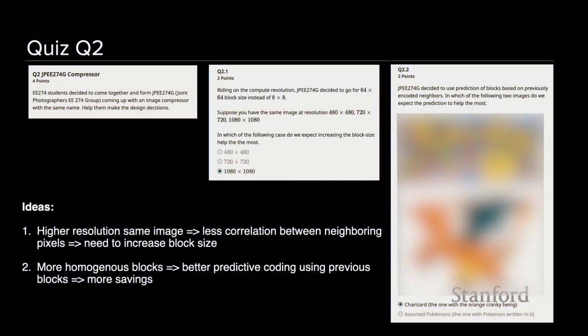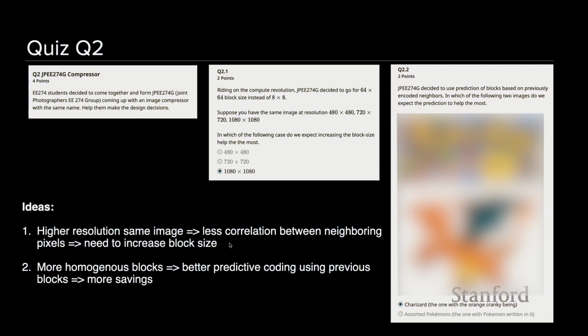Cool. And then in the second question, we made this JPEG compressor, right? And the idea was really to work through some of the design decisions, like what we talked about in the class. The first question was around, when would you think increasing the block size gives you more benefit?